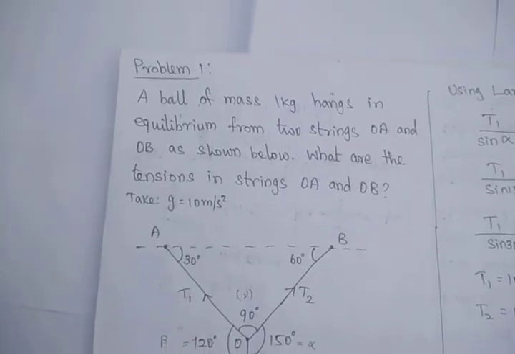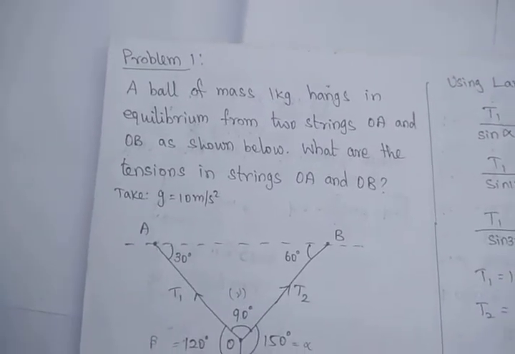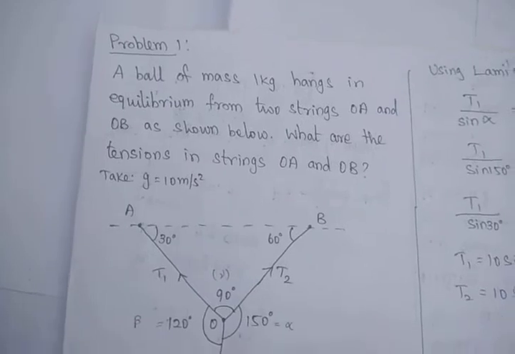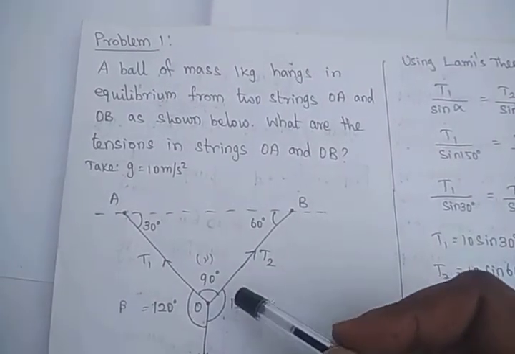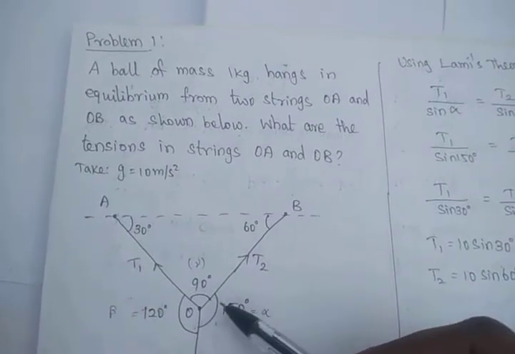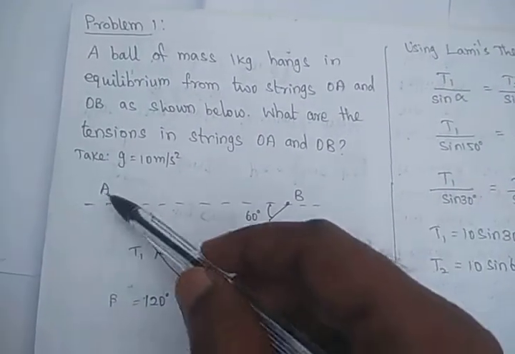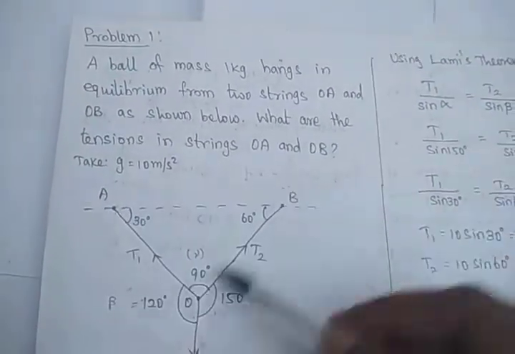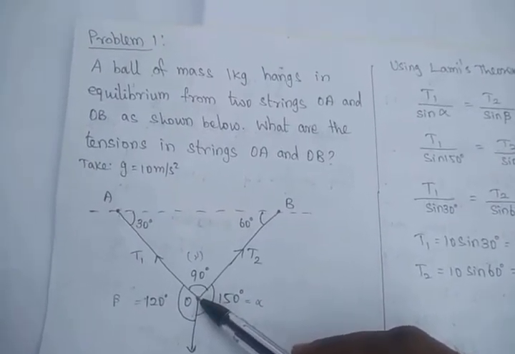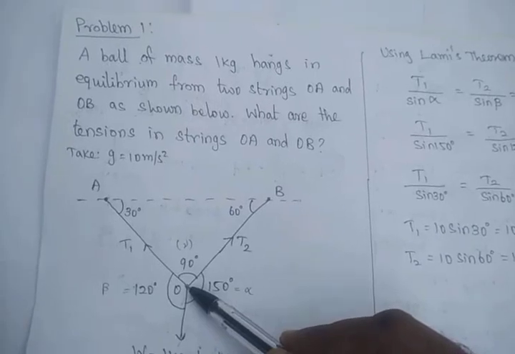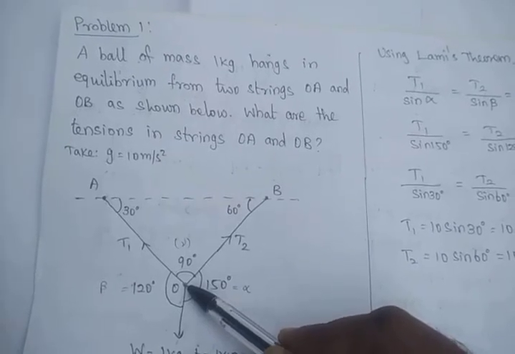So, problem 1 based on Lami's theorem. A ball of mass 1 kg hangs in equilibrium from the two strings OA and OB. This is the point O, and OA and OB hang here, two strings as shown below. What are the tensions in the strings OA and OB, where g is equal to 10 meters per second squared?